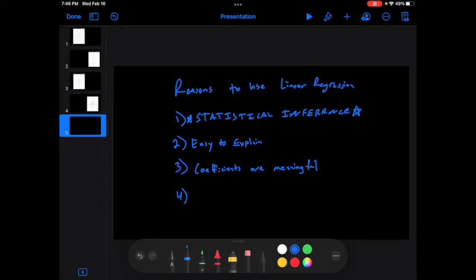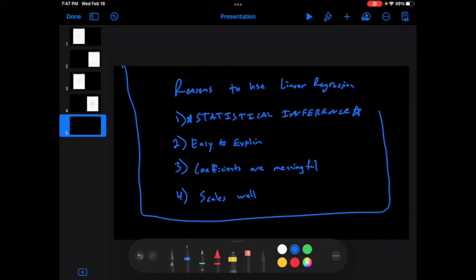And the last reason is that linear regression actually scales well. When handled properly, linear regression is very stable. So you can scale it to big data, and it also handles high velocity data, which means it's data that's generated quickly, really well too. So these are the 4 reasons why a person might use linear regression rather than a more powerful machine learning model.